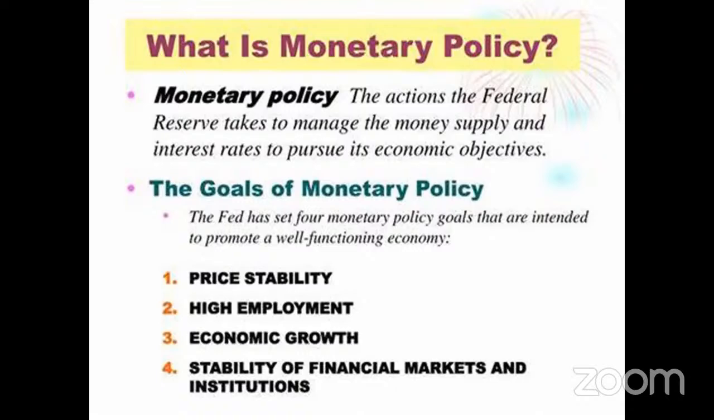So the first one is, what is the goal of the monetary policy? The Fed has set 4 monetary policy goals that are intended to promote a well-functioning economy. So we have 4 monetary policy goals. The first one is price stability. Price stability means we have to see that it should not have ups and downs. Stable.